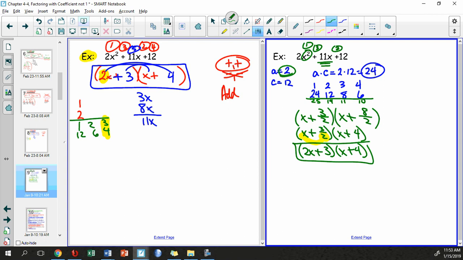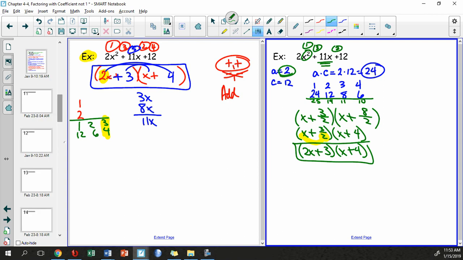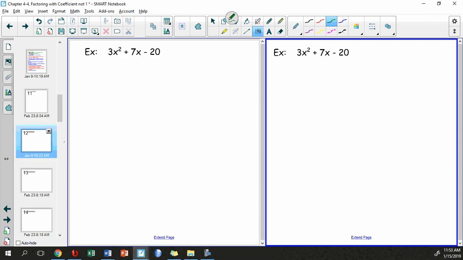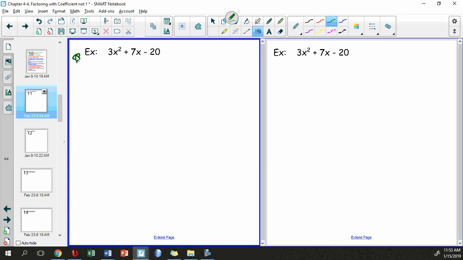So let's do it again, both ways. Same exact problem, okay? Step 1, do I have a GCF on 3x squared plus 7x minus 20? What's the smallest number up there? A 3. Does 3 go into all of those numbers? No, so you're going to leave it alone. So I'm going to go straight into this.